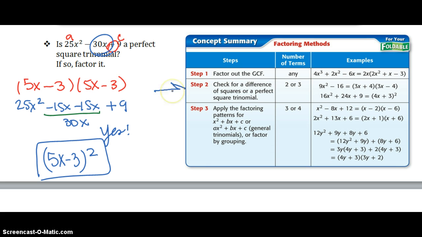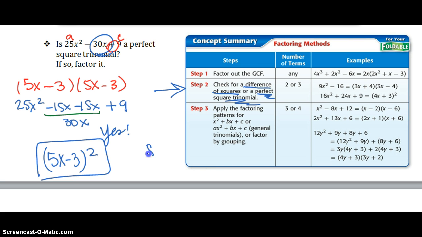Okay, so this is where we are. Step 2. We know our first step is a greatest common factor, which we didn't have one for 25, 30, and 9. So on your second step, we're going to be looking for last night's lesson, difference of squares, and we're also going to be looking for perfect square trinomials. If we don't have either one of those, then we will move on to our product sum, factor by grouping, the long method that we've been doing.